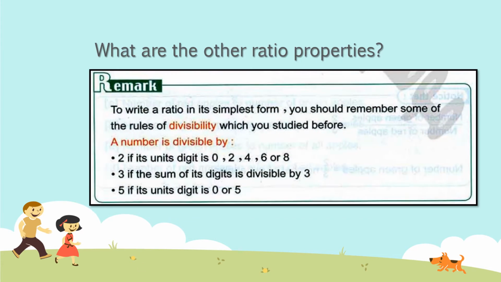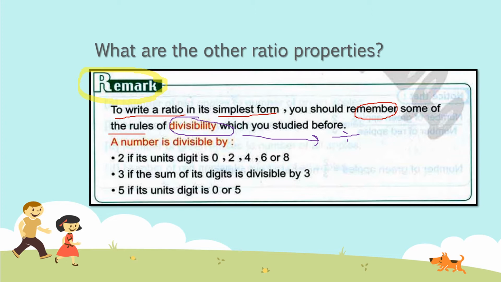So what are other ratio properties? First of all, before going to the other ratio properties, we have a good remark that we have to notice while dealing with ratios. To write a ratio in its simplest form, you should remember some of the rules. What are some of the rules that we should remember to write a ratio in its correct simplest form? The rules of divisibility. Divisibility is division. So we need to remember the rules of divisibility, which you studied before.